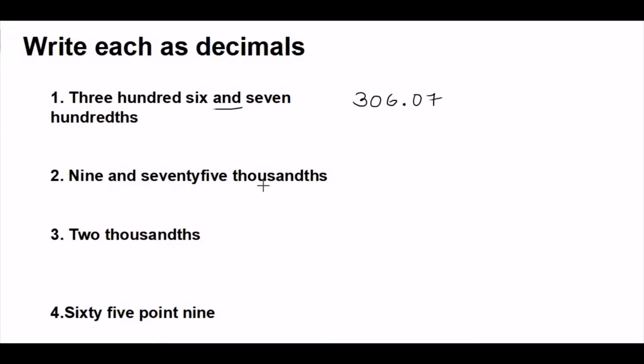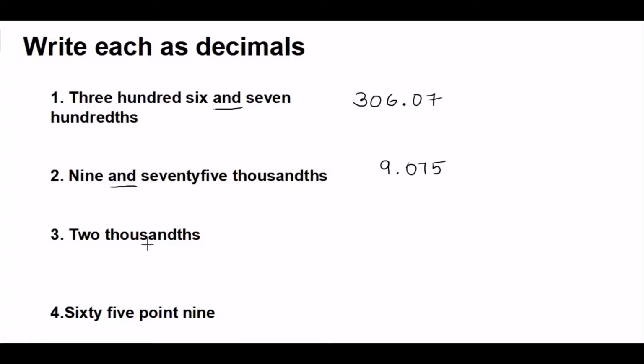9 and 75 thousandths. So here also it is "and". So 9.075 thousandths. So the last digit is in the thousandths place. So it is 0.075 because the last digit is in the thousandths place.